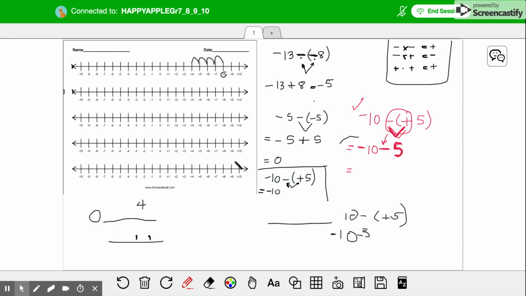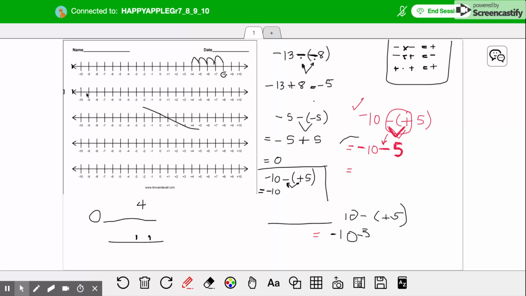Hello? Hi. Hi, I lost you. Sorry. Okay, so you got negative 10 minus 5. So you're at negative 10 on the number line. And now is the negative 5 going to take you left or right? Negative 5? I thought it was positive 5.